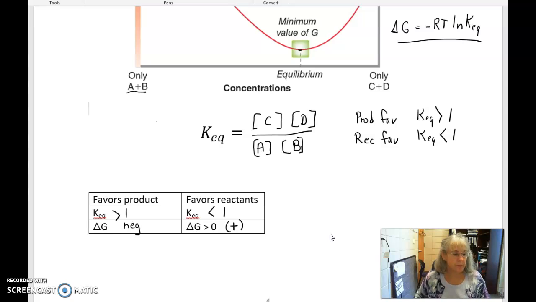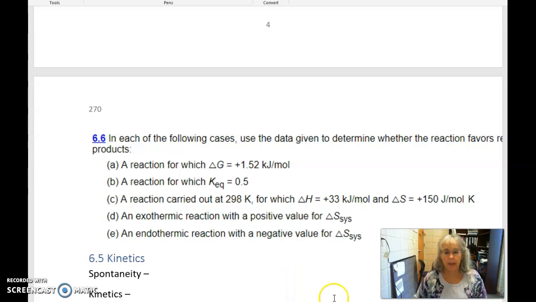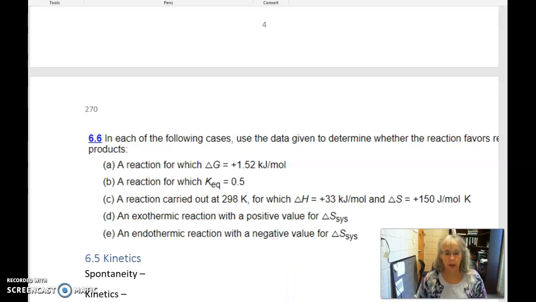Okay. Let's look at some examples, and again, this is an excellent place for you to stop the video and make sure that you're getting the right answers on these. All right, so the first one, if we have a reaction, the delta G is positive, well, we know that that's not going to be spontaneous and that the reactants will be favored. Just the fact that we have a positive delta G. If the chemical equilibrium constant is less than 1, then we also know that the reactants will be favored.